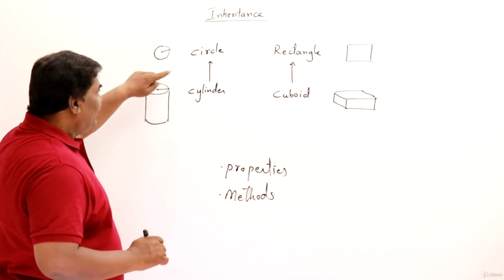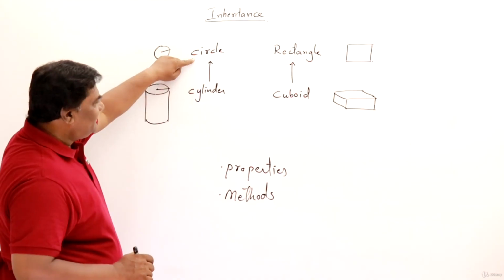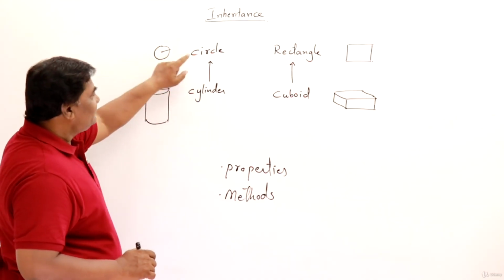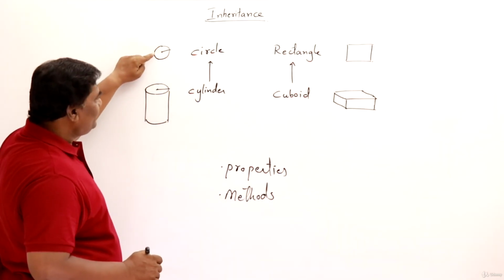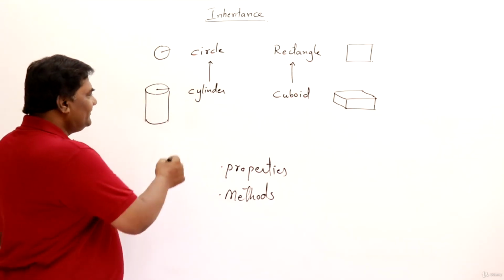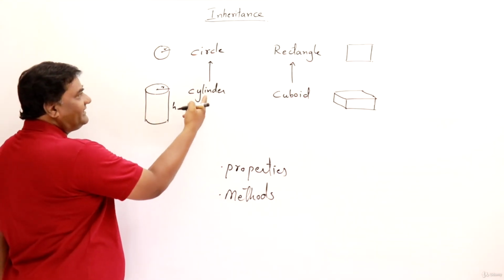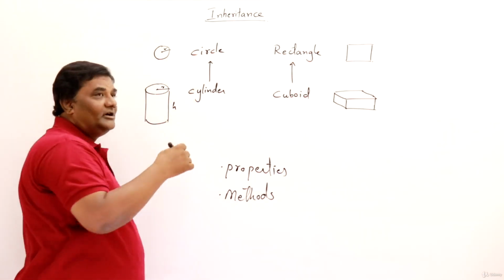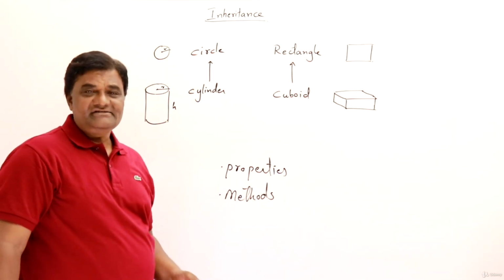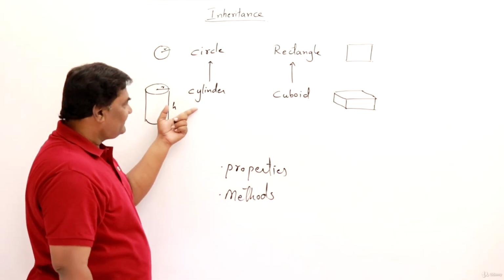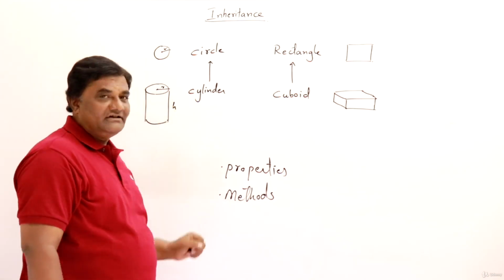So for example, if there is a class called circle, then a class called cylinder. The circle class has only a radius property, while a cylinder will have radius and height. So we can say that cylinder can acquire all the features of a circle, plus it can have extra properties, that is height. So we can write a class cylinder inheriting from circle.